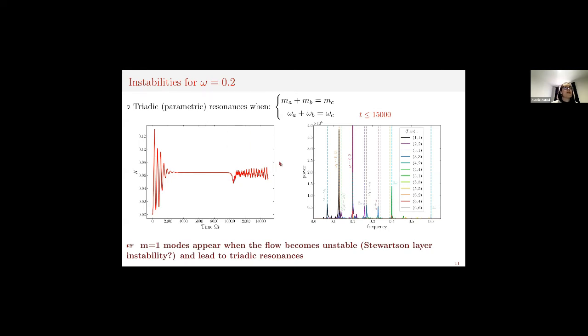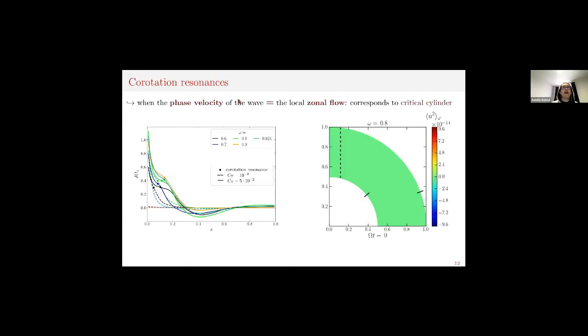Now, we have also investigated another case which is not working, the 0.8 case, and what we realize is that for a large tidal forcing amplitude of 5×10⁻², we have the presence of co-rotation resonances in our shell. So when the phase velocity of the waves matches the local zonal flow velocity. And in fact, it corresponds to a critical cylinder, as shown here.